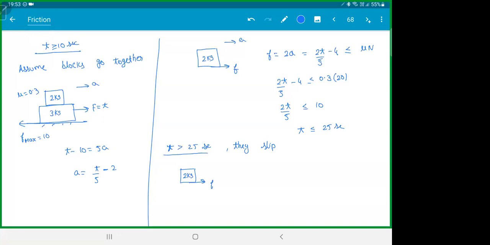This friction becomes maximum, which is 6 newtons. So we get acceleration A1 is equal to 6 by 2, 3 meter per second square. This 3 kg will have two frictions, 10 newtons on the ground and 6 newtons on the top. We get acceleration A2 is equal to T minus 16 by 3. Check. These will be the accelerations.